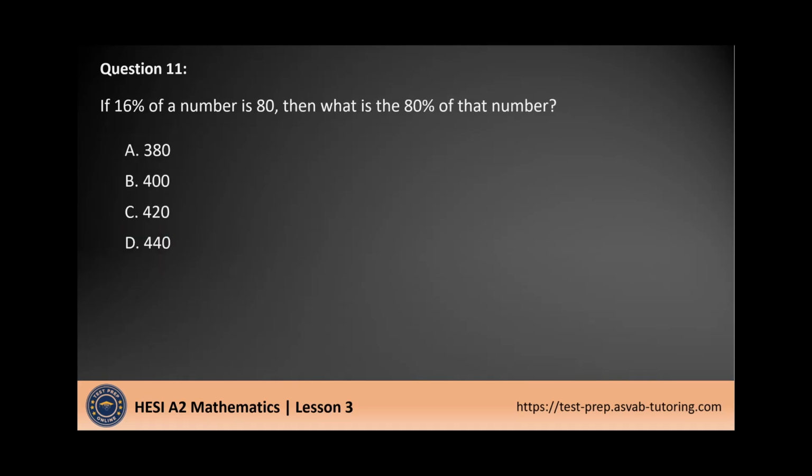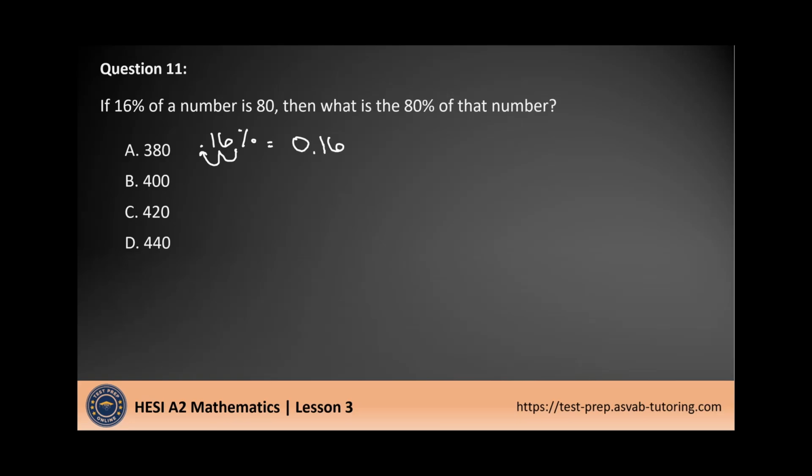Question 11. If 16% of a number is 80, then what is 80% of that number? Okay, so this is a two-part question. We'll start with the first part. 16% of a number is 80. Turn that into an equation. First, let's turn 16% into a decimal by moving this guy 2 places over. That's going to give us 0.16.